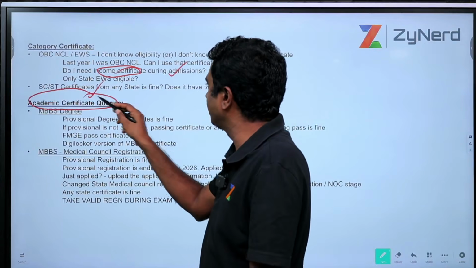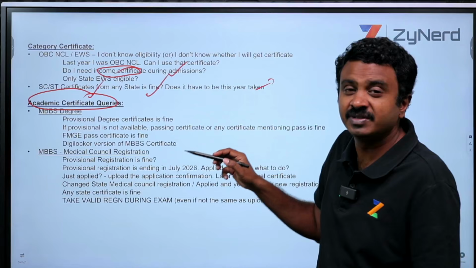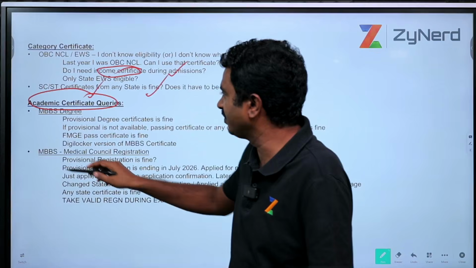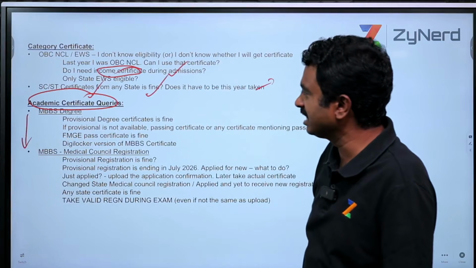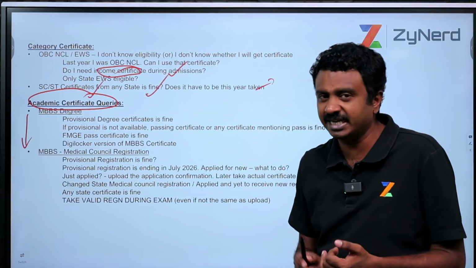Academic certificate related, SC/ST certificates from any state is fine. It is a single document which is same for center and state. Academic certificate related queries, we are coming into academic certificate related queries. We are looking at MBBS degree certificate. Multiple queries here. I am having a provisional degree, that is fine.